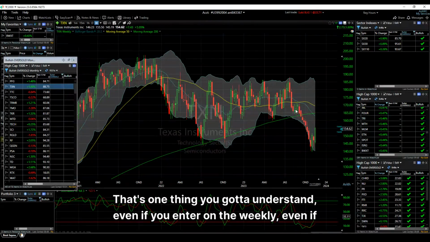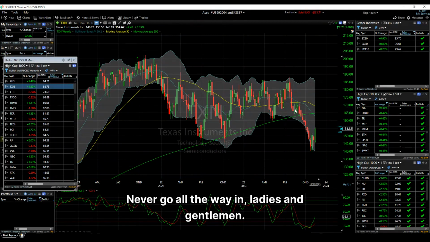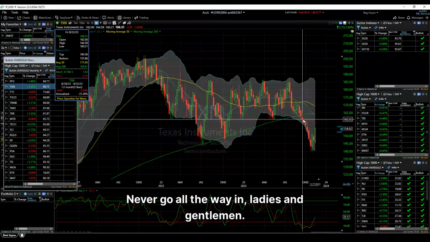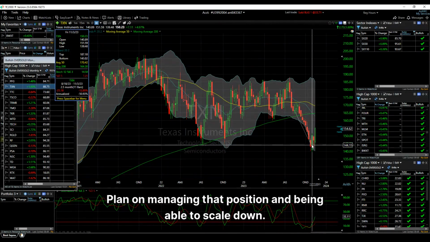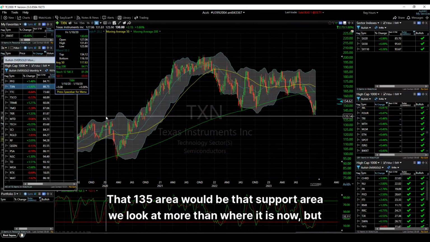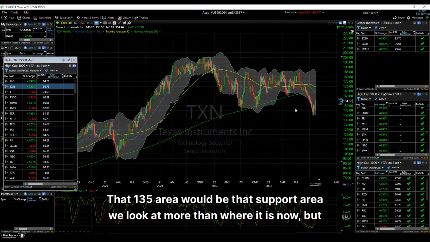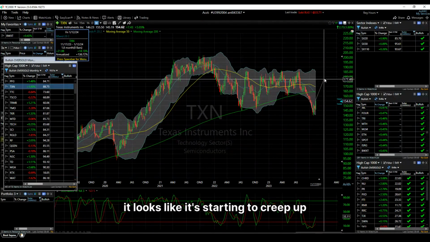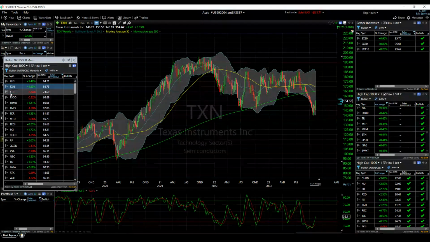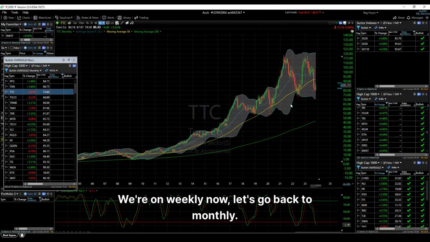That's one thing you got to understand. Even if you enter on the weekly, even if you enter on the monthly, you think it's pulled back too much, never go all the way in, ladies and gentlemen. Plan on managing that position and being able to scale down. If you look at that, that 135 area would be the support area I would look at more than where it is now, but it looks like it's starting to creep up. I get a 20% run out of that. We're on weekly now. Let's go back to monthly.